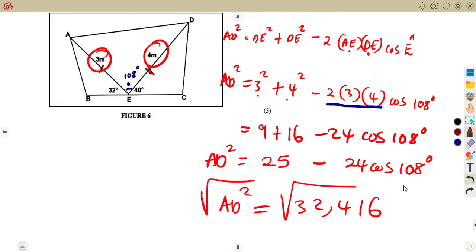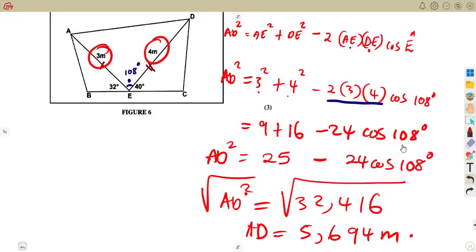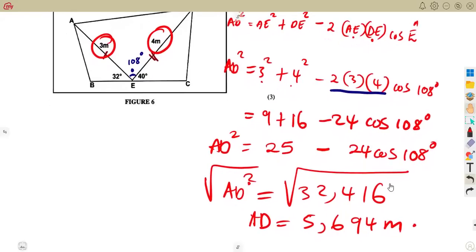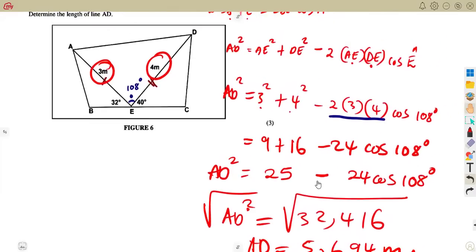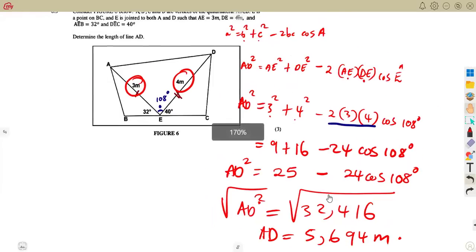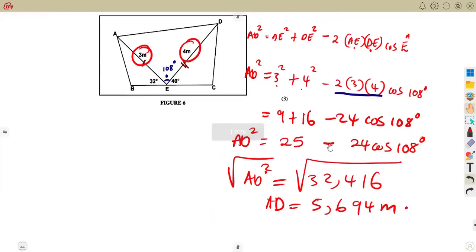Then introducing the square root, thus having the value of AD, getting rid of that square. To 3 decimal places, we're going to have 5.694 in meters. Remember, 3 decimal places as per the instruction of our question paper. So that was it, guys, on this part. That was it here, 6.3.